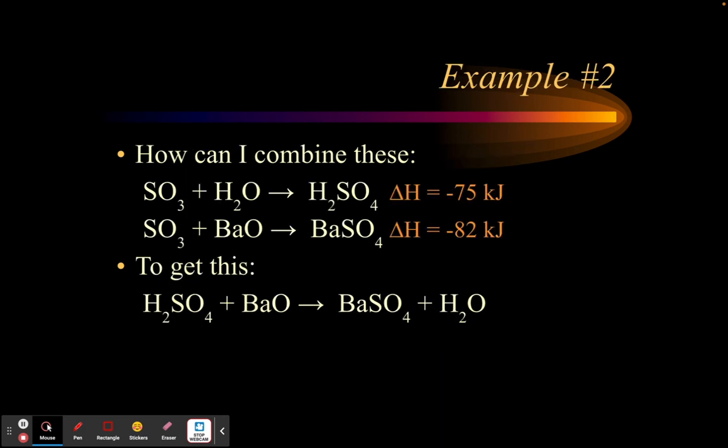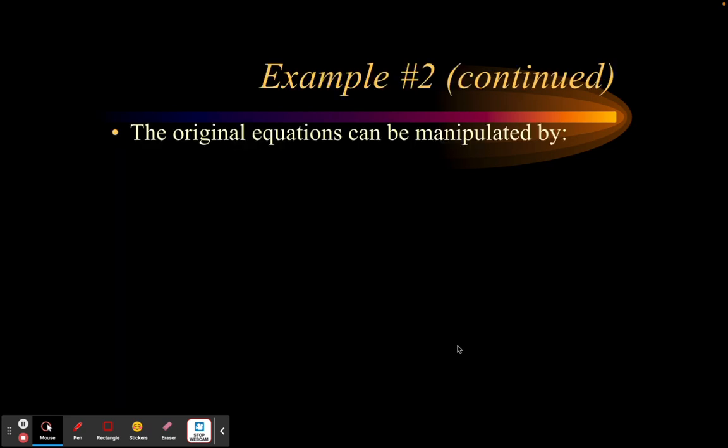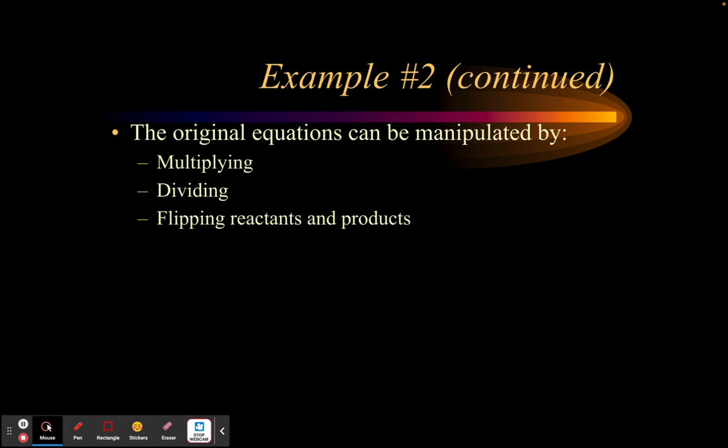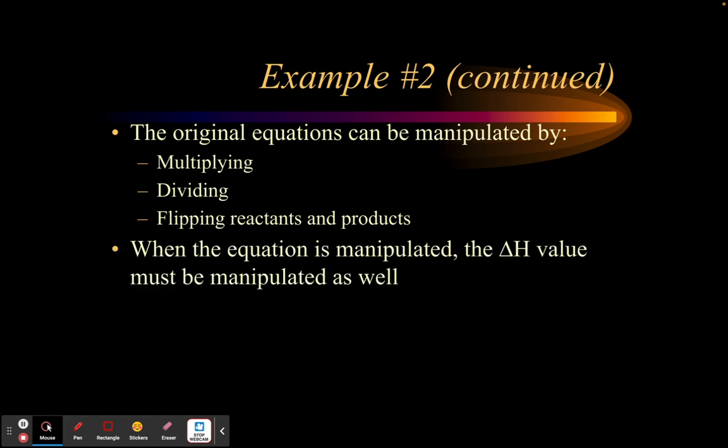Let's combine these two reactions to get the reaction that's on the bottom. So what I notice is that there is an SO3 here and an SO3 here, but there's no SO3 there. How did that happen? So it says the original equations can be manipulated in three major ways. You can multiply them, you can divide them, and you can flip them. What? Flip them? You can reverse the reaction.